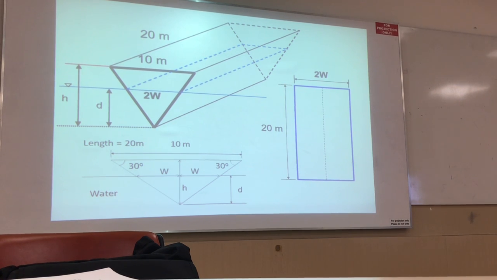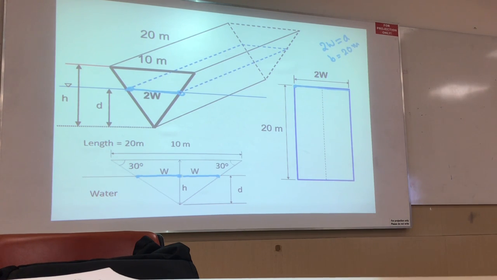We assume, take a look. This one we say W. This one we say W, right? The distance from here to here is 2W. That means here to here is 2W. In my previous equation I say 2W is equivalent to A, correct? And B is equivalent to 20 meter. Alright? Right, and D you have to find.